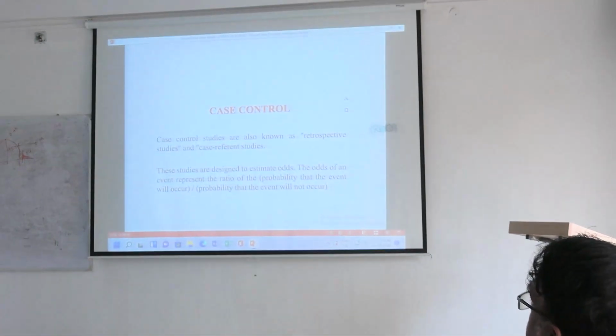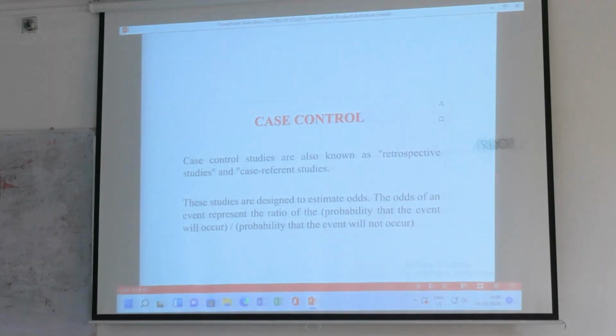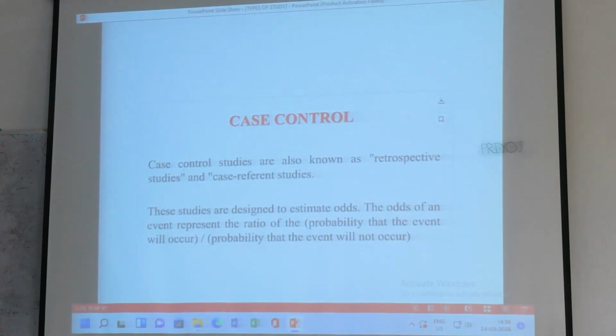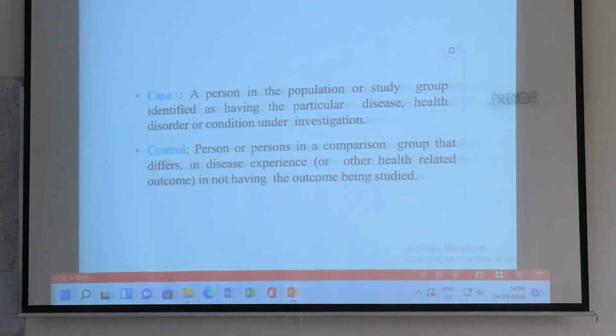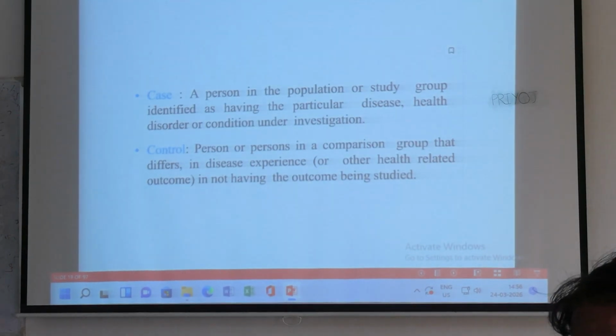So somebody has fallen ill, we are wondering why. Like for example, Nipah. Two cases have occurred of Nipah in West Bengal recently. Another died. So we are looking at Nipah and what are the possible causes. We are going back in time. So that is a case control study. It's also called retrospective study, and here also they estimate odds. The odds represent the ratio of the probability that the event will occur divided by the probability that the event will not occur. So case is a person who's having the disease.